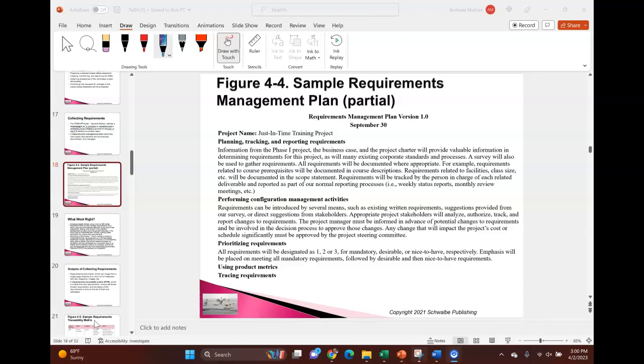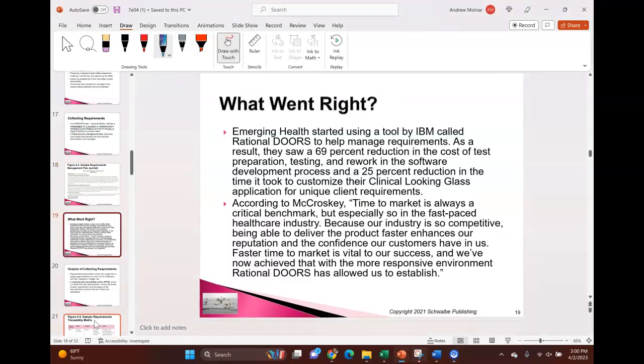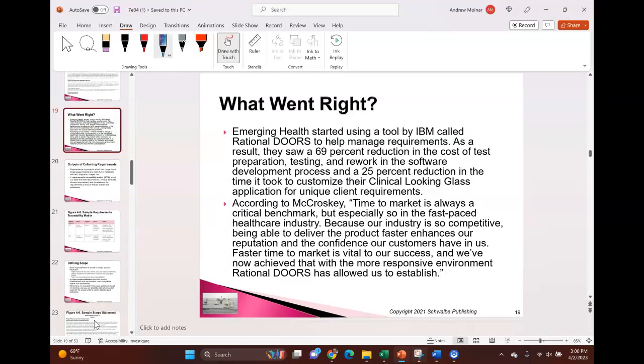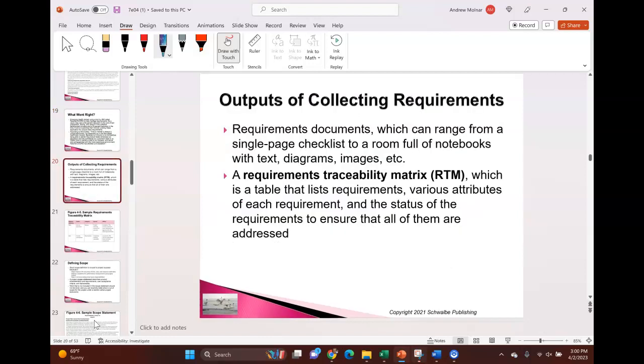The PMBOK guide is the framework that guides you to everything you need to consider. As I mentioned, I love the what went right. It's well addressed in the book. I would go there and review it.